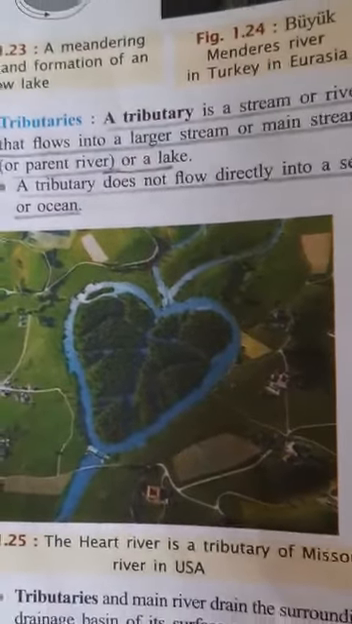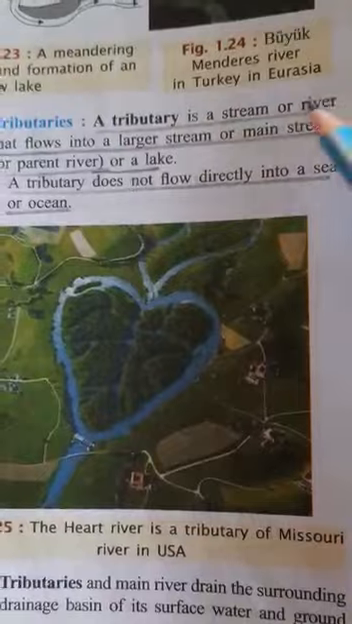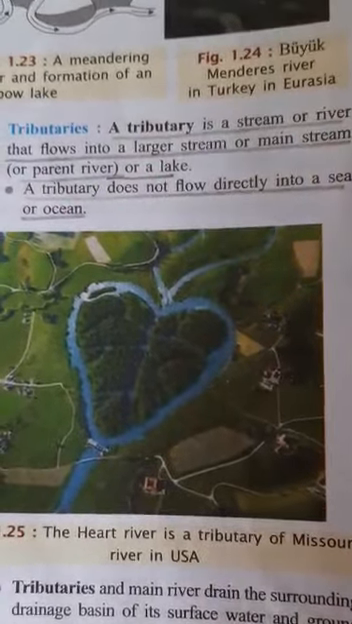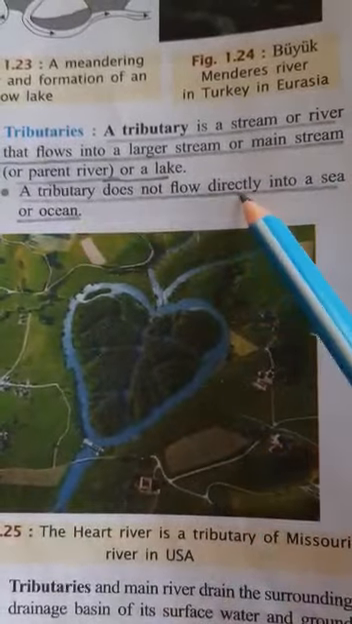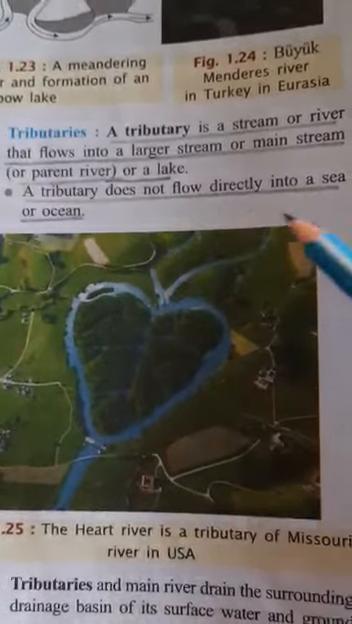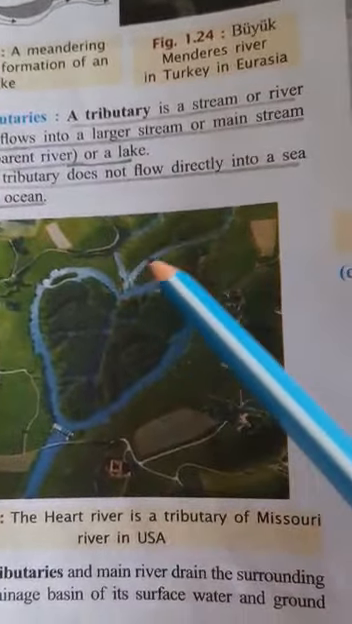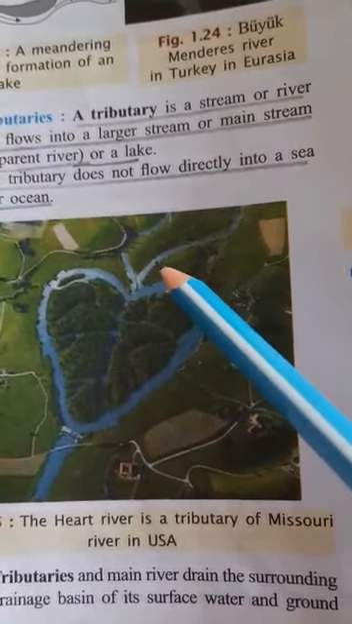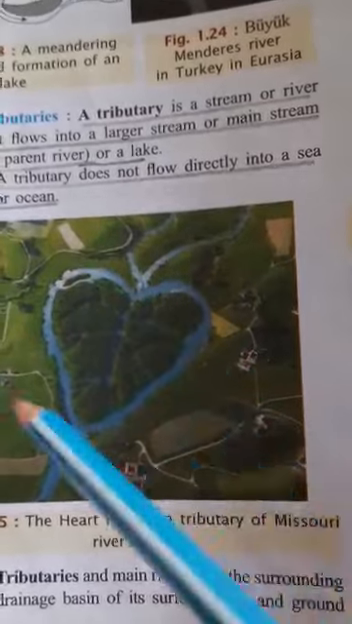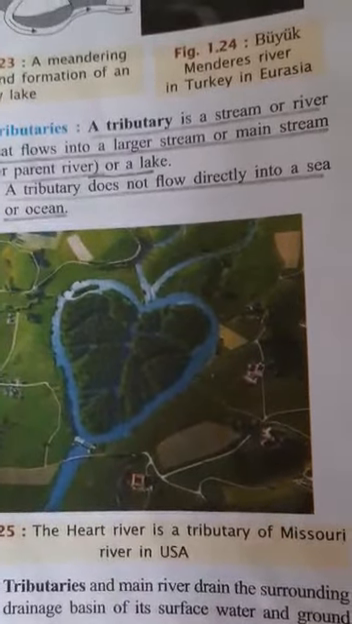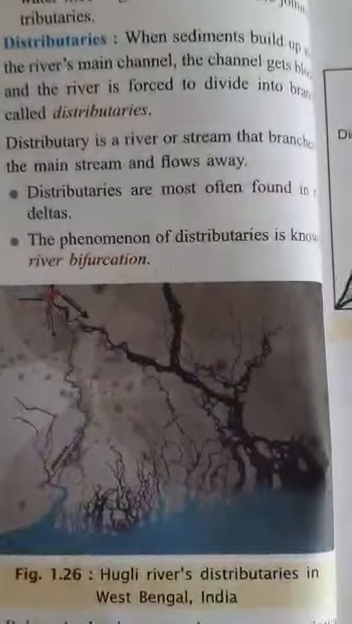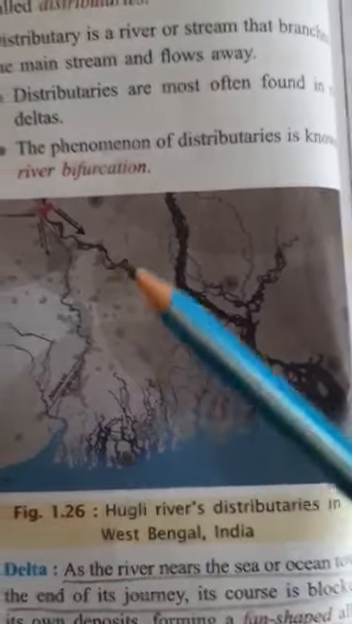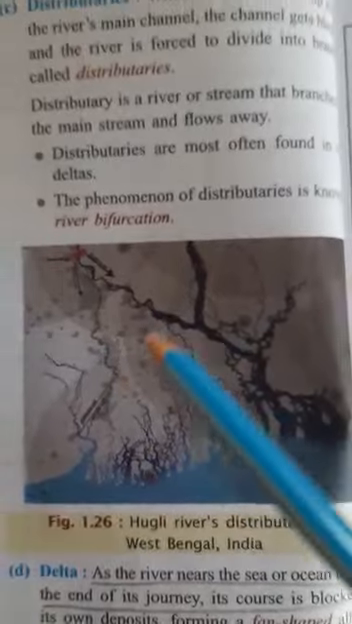Now coming to tributary, a tributary is a stream or a river that flows into a large stream or main stream. A tributary does not flow directly into the sea or an ocean. So the Heart River is a tributary of Missouri River in USA. You can see in this picture. Now coming to distributary, Hooghly River's distributaries in West Bengal in India, you can see in this picture.